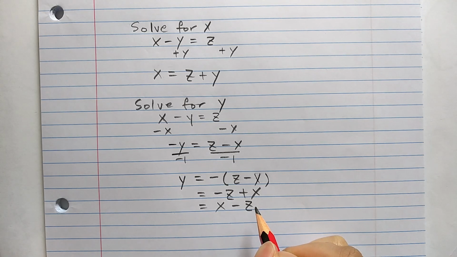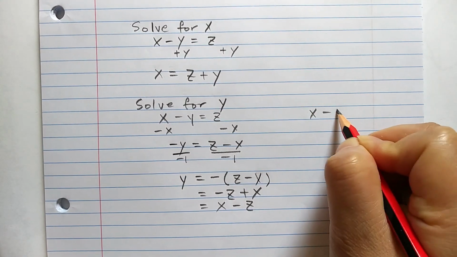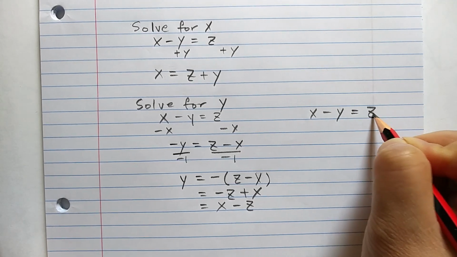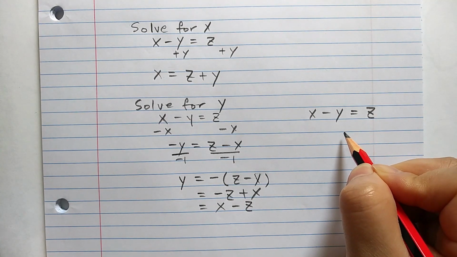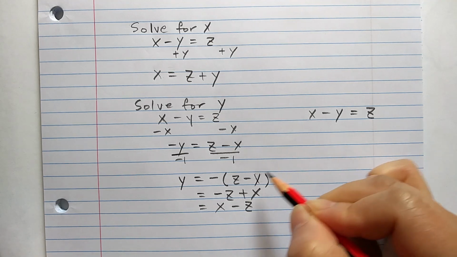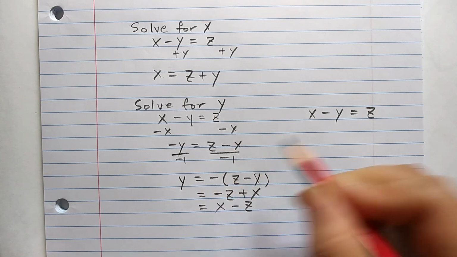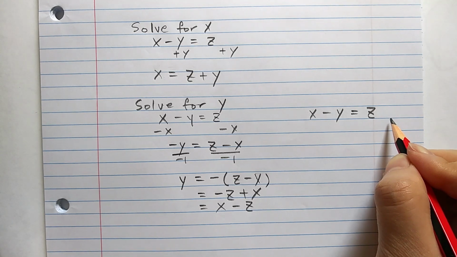But instead of that, I'll try a different way. X minus y is equal to z. Solve this equation for y means y by itself has to be on one side, not necessarily left side like this. So I want to bring it to the right side. How do I do that?